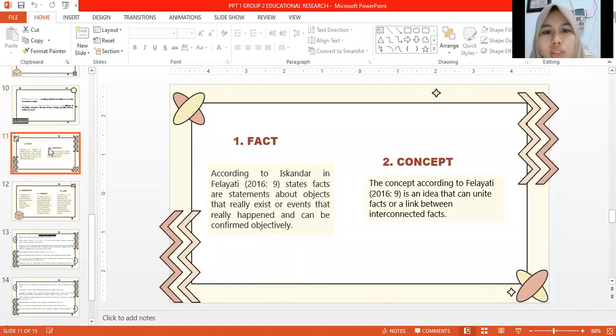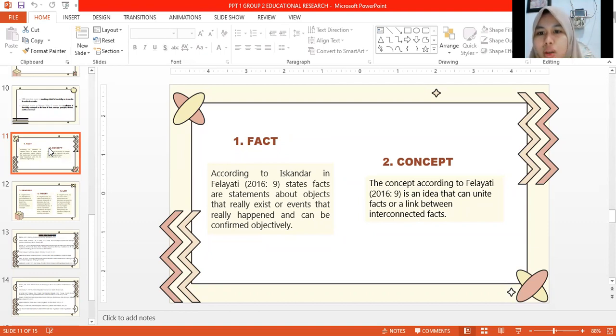First, fact. According to Velayati 2016, facts are statements about objects that really exist or really happen and can be observed objectively. In simple terms, a fact can be said to be something real. The real meaning here is something that can be felt by the five senses.